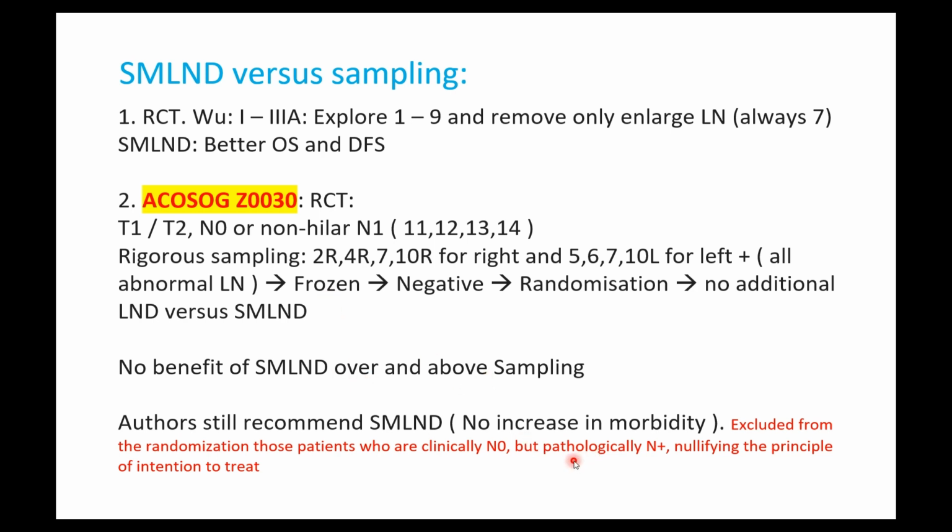So only patients with pathologically negative mediastinum were randomized, and there was no benefit of systematic lymphadenectomy over and above sampling. So both had equal overall survival. The conclusion of this trial was that there was no additional benefit of lymphadenectomy over and above sampling, provided such rigorous sampling of mediastinal lymph nodes is performed, and these are negative on frozen section. The authors would still recommend a mediastinal lymphadenectomy because it does not cause a significant increase in morbidity over and above sampling.